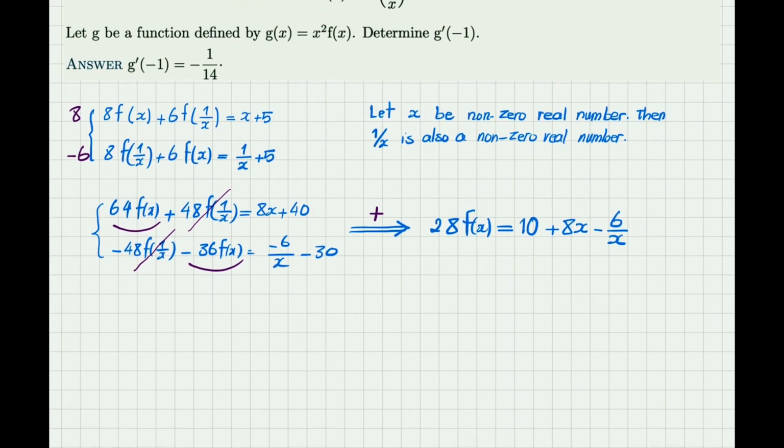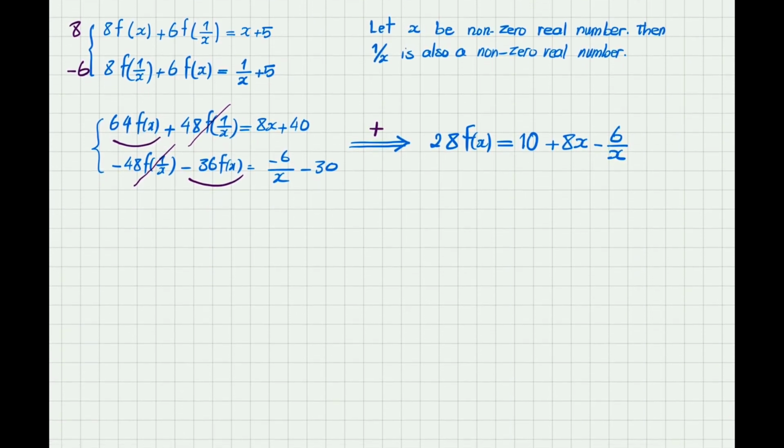But then I am looking for f of x, so let me write here. This tells me that f of x I divide by 28, so I divide both sides by 28, and then I will get f of x is equal to 10 over 28 plus 8x over 28 minus 6 over 28x.